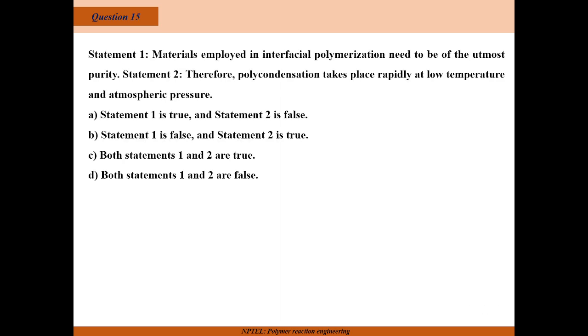Okay. So here also it is a true or false question. Two statements are given. The first statement: the materials employed in interfacial polymerization need to be of utmost purity. So here we are talking about purity. Does purity matter in interfacial? That's the first question we need to think of. The second statement: the polycondensation takes place rapidly at low temperature and atmospheric pressure. In interfacial polycondensation, the polycondensation takes place rapidly at low temperature and atmospheric pressure. So which one do you think is true?